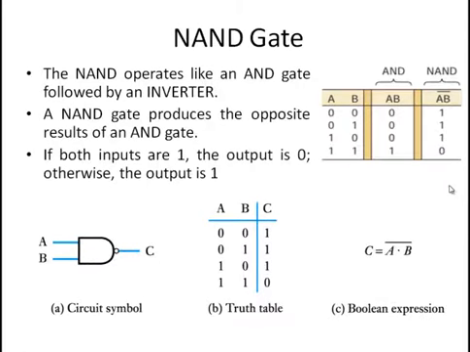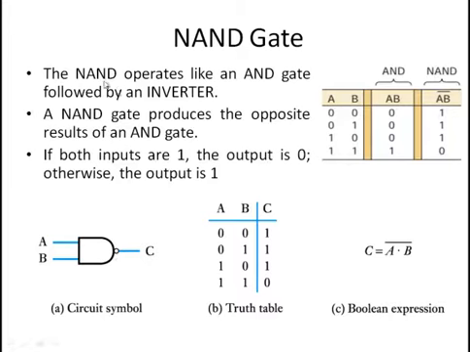Next is the NAND gate. The NAND gate resembles the AND gate, but here you can see that it is an AND gate plus a small circle attached here. Therefore, we can say that the NAND gate is actually NOT of AND gate.